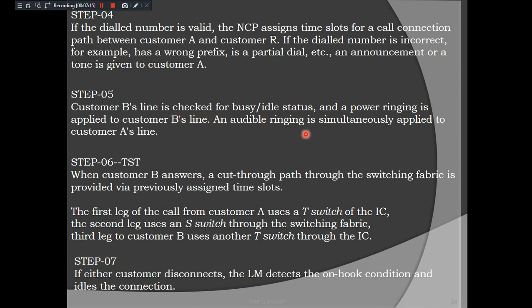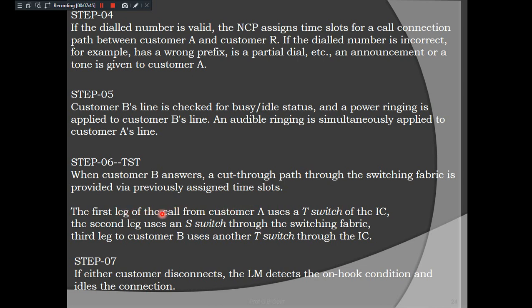So an audible ringing is simultaneously applied to customer A's line. So both are listening here. Okay. In step 6, you can see when customer B answers, a cut through path through the switching fabric is provided. We have previously assigned time slots. Previously assigned time slots means the shortest path is found. If it is not found, then it will update by finding a new path through the switching fabric, means new time slots will be updated.